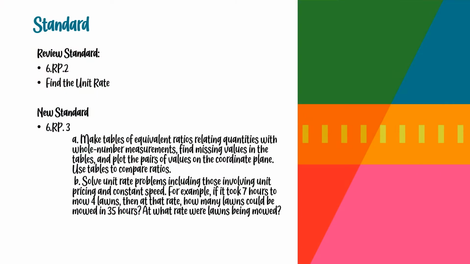Our lesson today corresponds with our review standard of 6.RP.2, to find the unit rate. And we're also going to look at 6.RP.3. We're going to learn to make tables of equivalent ratios, and we want to be able to solve unit rate problems, including those involving unit prices and constant speed.